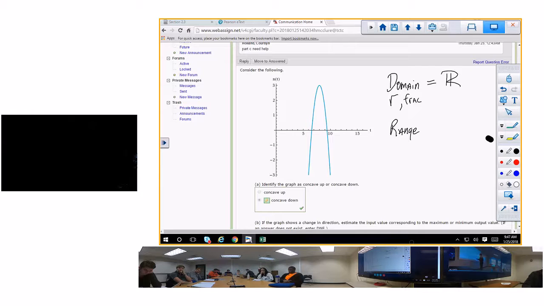Your range, I always start from the bottom, and I tell students to try to be consistent with whatever your method is. So that's going to be negative infinity to what? To 3. Negative infinity to 3.